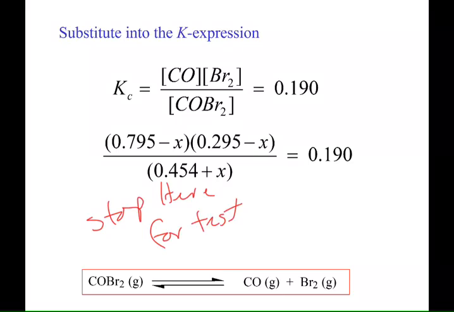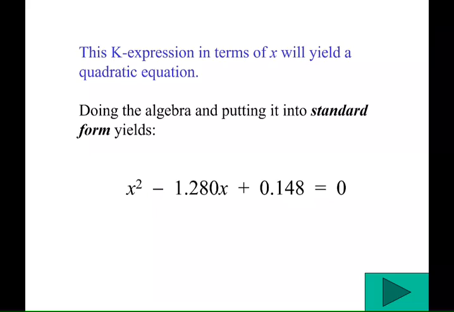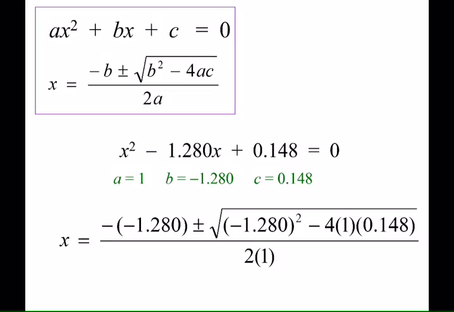And if you keep going, you're going to find it actually looks like this in standard form, where A is 1, B is -1.280, and C is a positive 0.148. And when you solve for the two roots, you come up with dot, dot, dot. One will make sense and one will not.